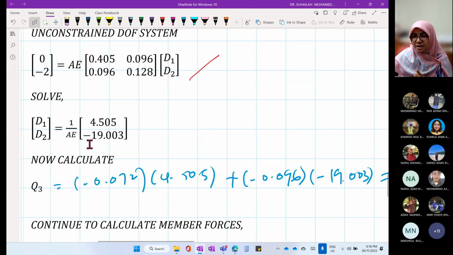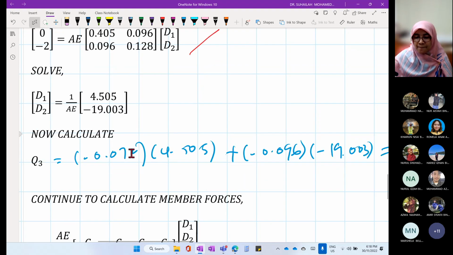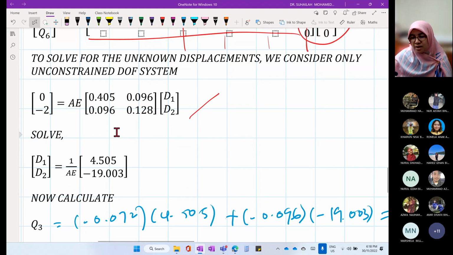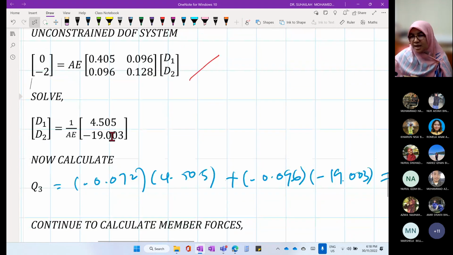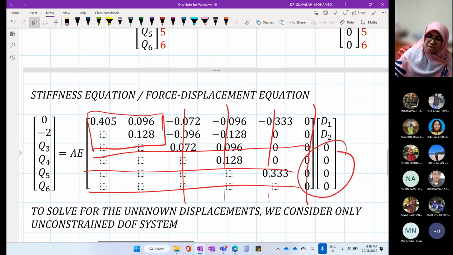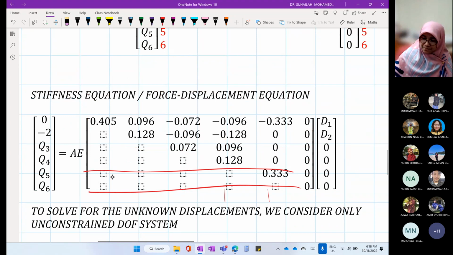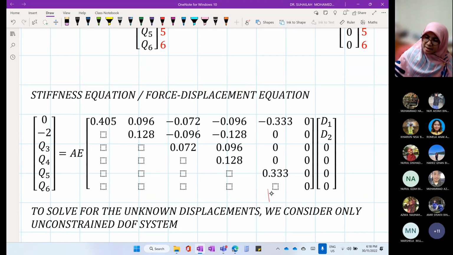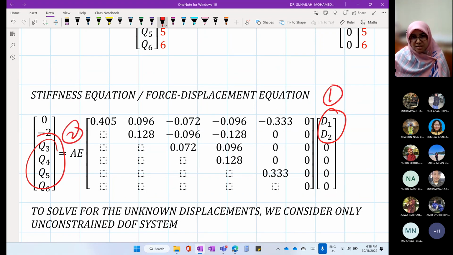If we don't have AE, it doesn't matter. You can just remain in terms of AE for the unknown displacement, because when you calculate the unknown reaction, the AE will cancel. After getting the unknown displacements, substitute back into this equation to determine Q. Once you have the values of D1 and D2, calculate this. So this is the first output, and this is the second output. Get the first output, then only can you get the second output.